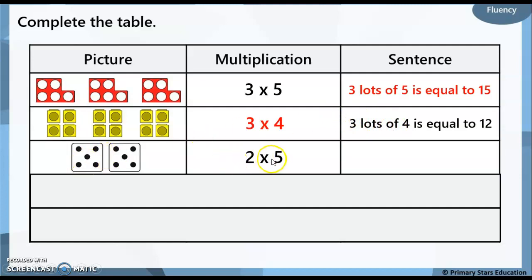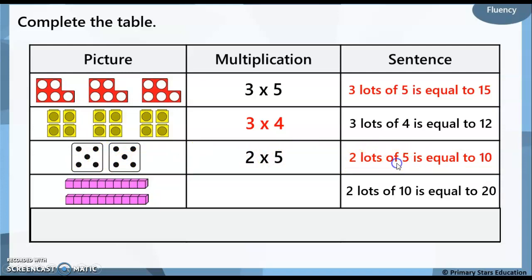We've got 2 times 5, 2 groups of 5. So it'll be 2 lots of 5 is equal to 10. We've got here 2 lots of 10 is equal to 20. We can just swap that lots of and put a times sign there, so it's 2 times 10.